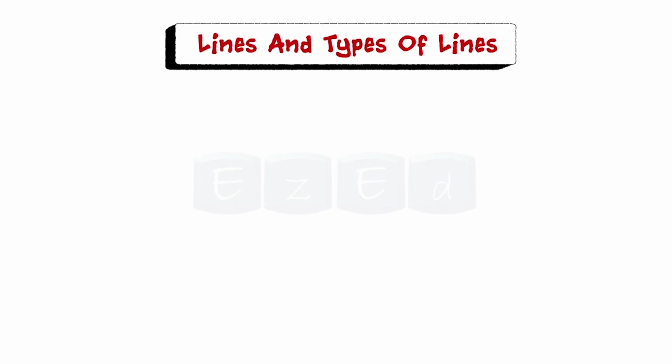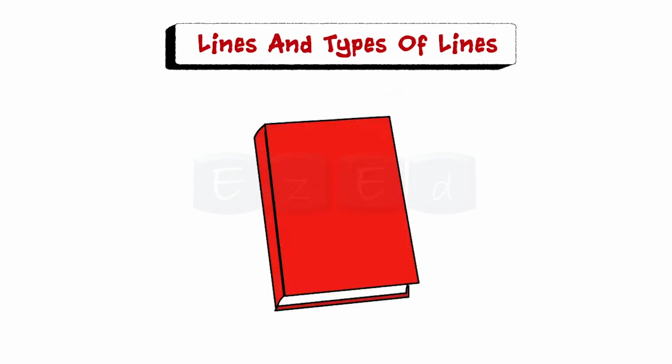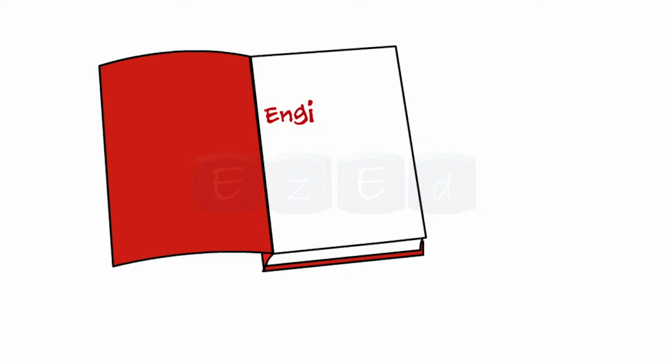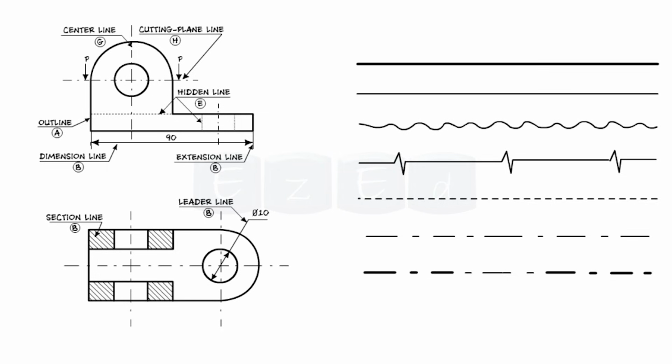Next, we will see lines and types of lines. Just as in any textbook, we are taught to use the correct words for making correct sentences. Similarly, in engineering drawing, the details of various objects are drawn by different types of lines. Various types of lines are used in engineering drawing.